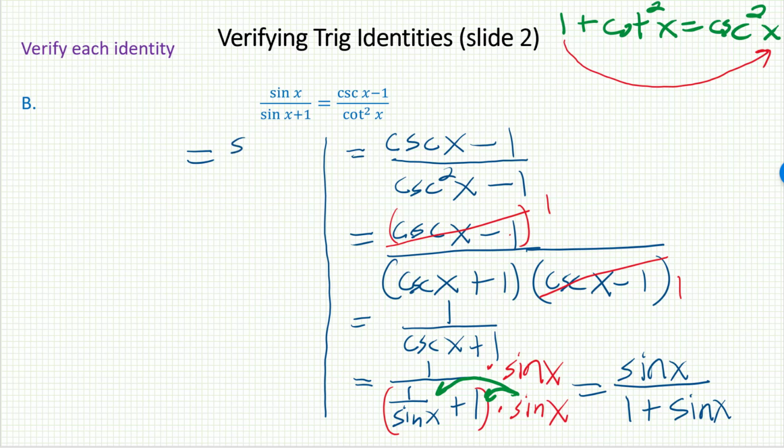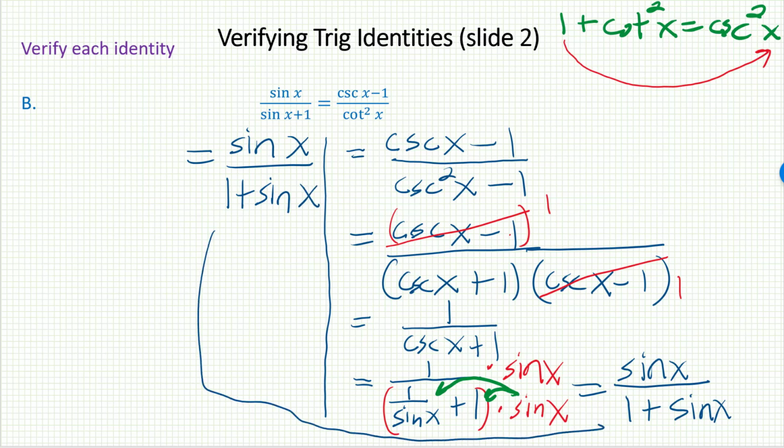I think since I'm out of room on the right, I'll just do it here on the left. Remember, you're not finished until you have an exact match on each side. We now have that, and so we have verified this identity.